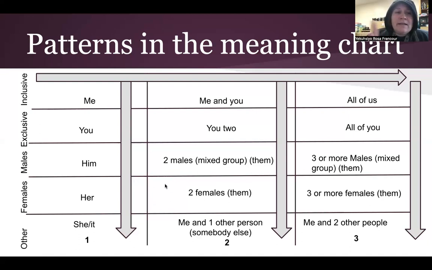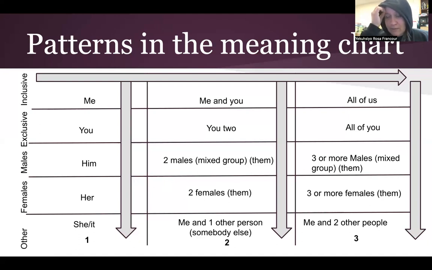And so those are the meanings: me, you, him, her, she or it, me and you, two males, two females, me and someone else, all of us, all of you, three or more males, three or more females, me and two other people. Okay, so that's your meaning chart. You should know this without looking at the chart. When you look at the pronouns, I already want you to know the meanings. Okay, so keep learning this meaning chart.